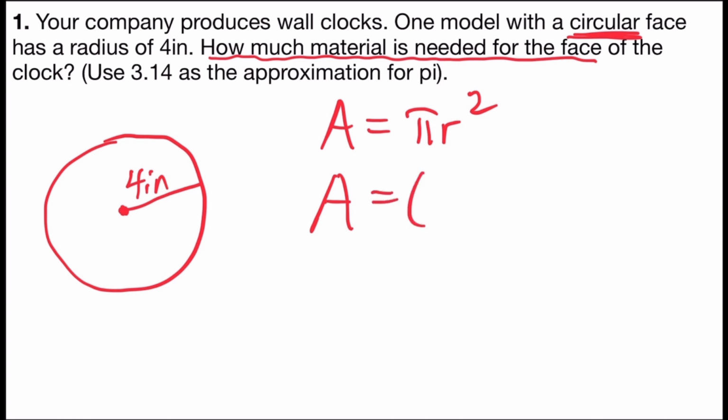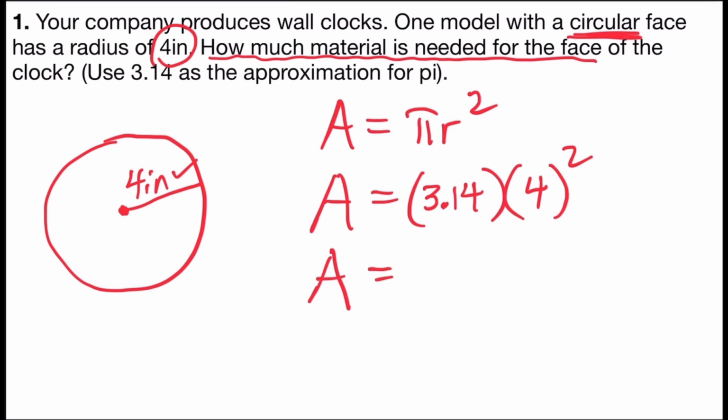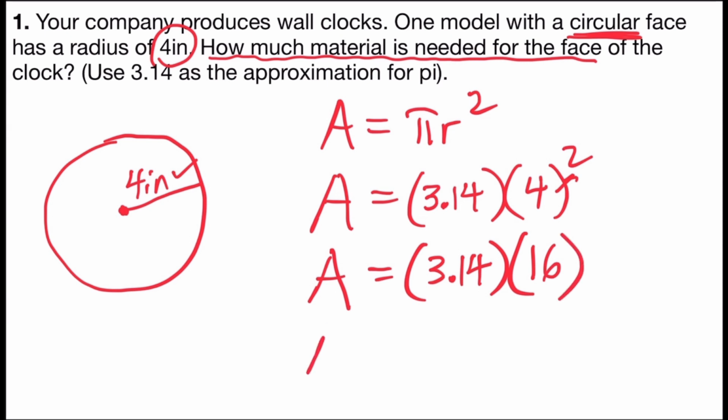The problem tells me to use 3.14 as an approximation for pi, and my radius in the problem that I drew in the diagram is 4 inches. So I'll substitute 4 for the radius, and that's squared. And then I can go ahead and simplify. First I'm going to square 4, so I will have 3.14 as the approximation of pi. 4 squared is 4 times 4, which is 16. And then if I multiply 3.14 times 16, I can punch that into a calculator.